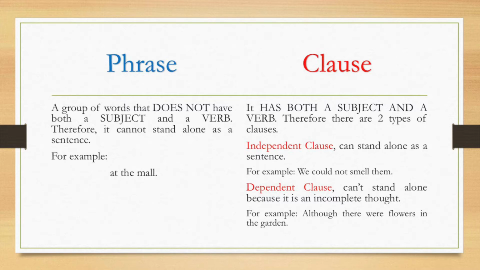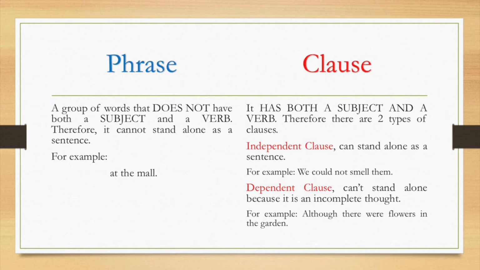We have two types of clauses: an independent clause that can stand alone as a sentence, and a dependent clause that cannot stand alone because it is incomplete. Independent, complete. Dependent, not complete.